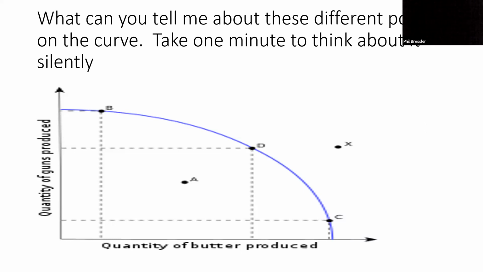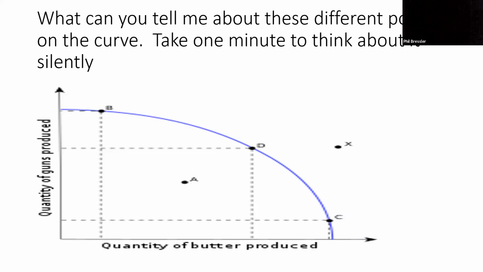All right, I'm going to start with A. What could you tell me about point A? Just type it in the chat. How would you describe point A? Does anyone remember? I think we went over this last week. All right, inefficiency. And you're right, A is inefficient.